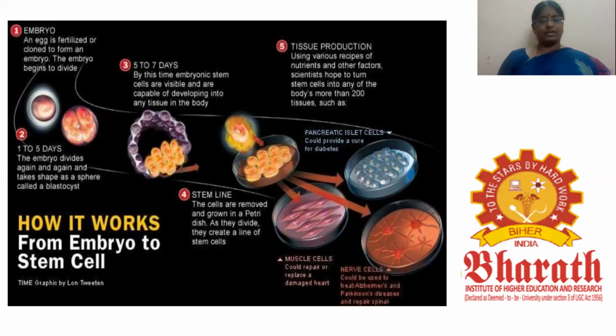After that, it will undergo the tissue production process. In tissue production, using various recipes of nutrients and other factors, scientists hope to turn stem cells into any of the body's more than 100 or 200 tissues, like pancreatic islet cells, which could provide a cure for diabetes, and also muscle cells, which could replace damaged heart cells, and nerve cells, which could be used to treat Alzheimer's and also Parkinson's disease, and also to repair spinal cord injuries.